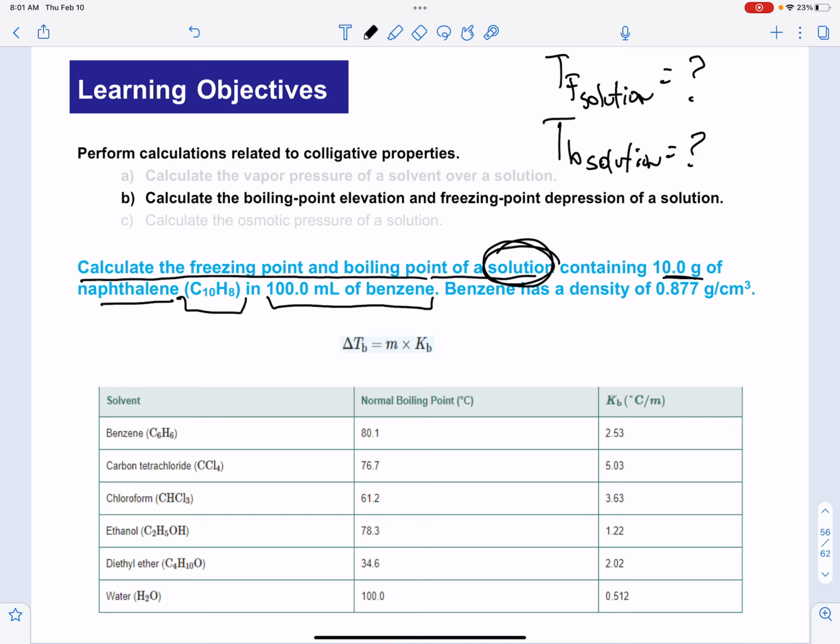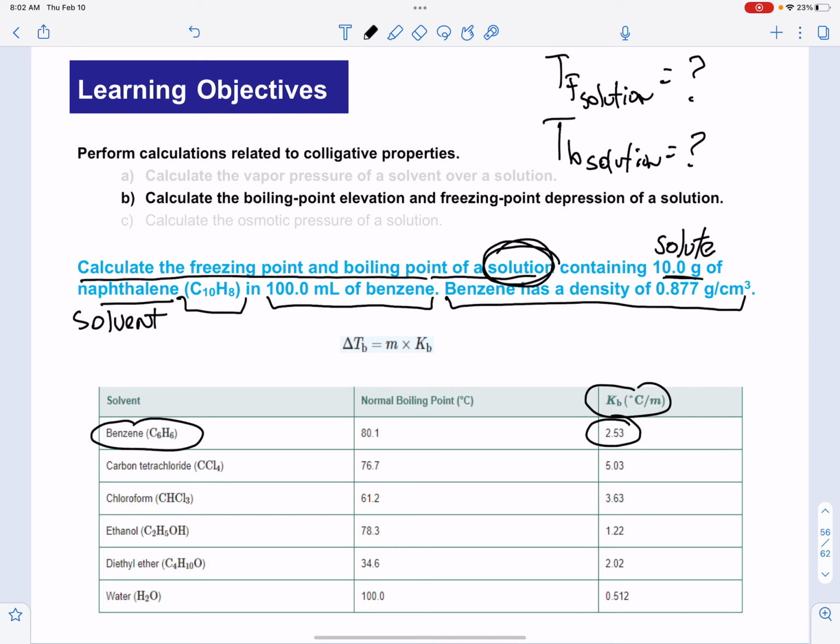So based on those amounts and based on the way the sentence is phrased, I would say this is my solute. And if you don't know how I know this is the solute, make sure you review the first recording, 14A, and this would be my solvent. So this is one of the first things you're going to have to be able to do. And benzene has a density of that much. So my solvent is benzene. So on this table, which is the table for my solvents, I had to find benzene. So I know my Kb for benzene.